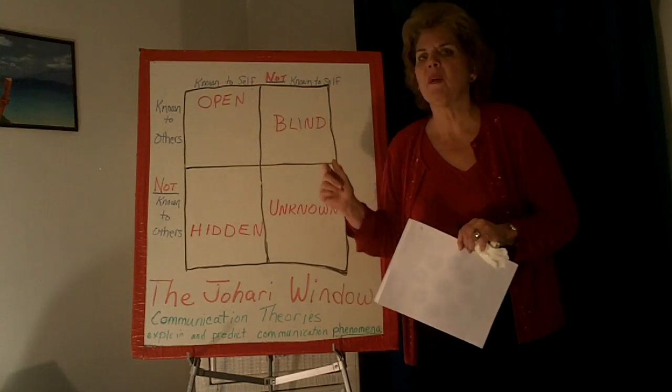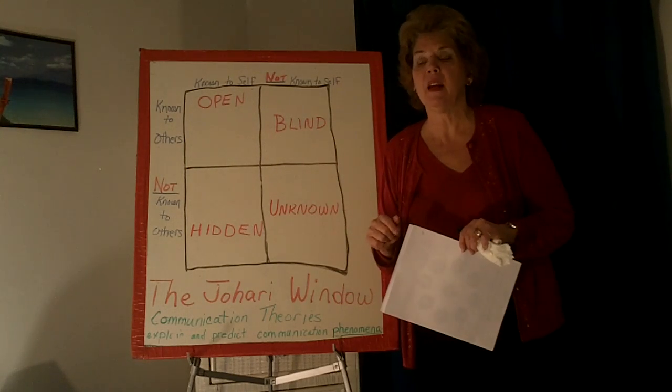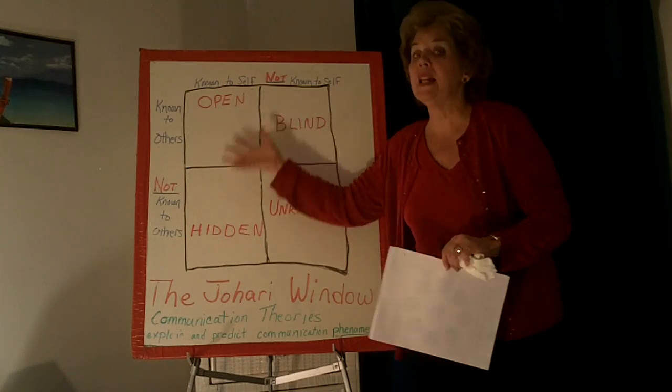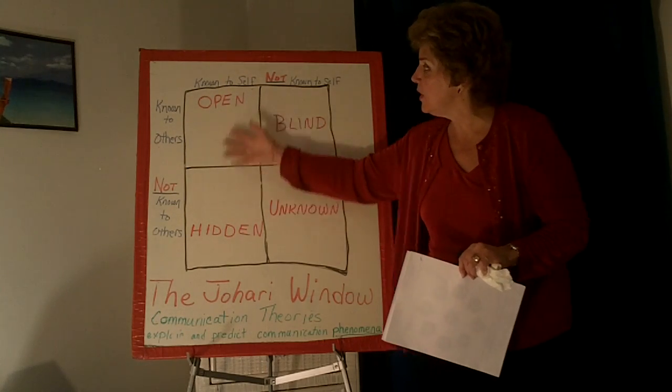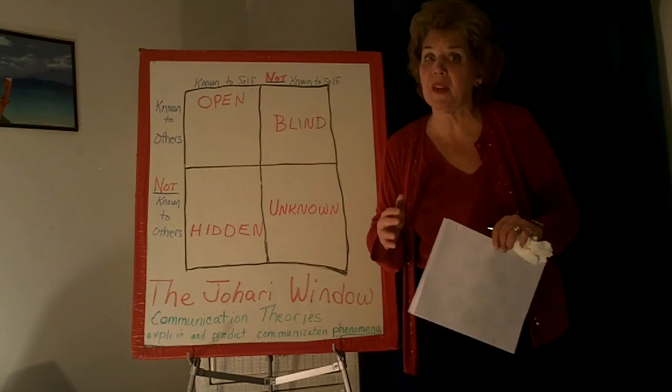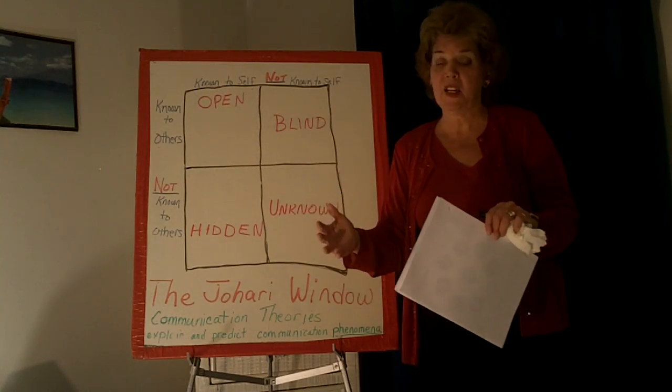Paul Watzlawick says you cannot not communicate. And what that means is if there's anybody around you, you're communicating something. These things are things that you know, these are things you don't know, but you're communicating something if there's anybody that can even see you.